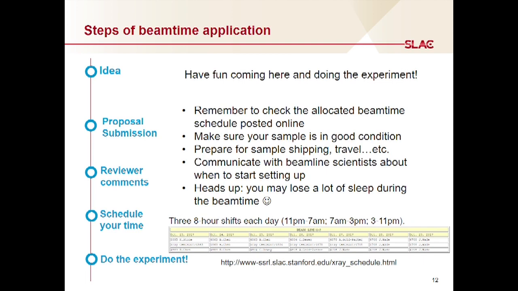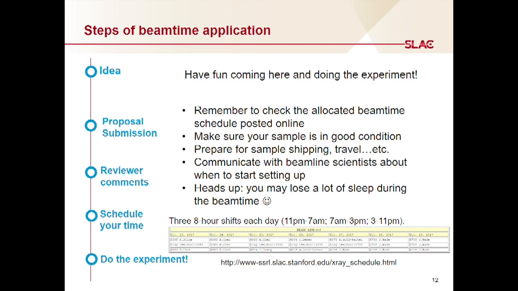And once your Beamtime is scheduled, have fun coming here and doing the experiment. Remember to check the allocated Beamtime schedule posted online. You probably want to go here. It's a beamline schedule that lists the weekly schedule of specific beamlines. For example, these blanks are the shifts here. A shift is an 8-hour unit that we usually use to divide the day into night shift, daytime shift, and evening shift. And this is my name over here. So I have the time from the afternoon of October 23rd, 2017, throughout October 24, and all the way to October 25th in the morning. And then I switch with other users.